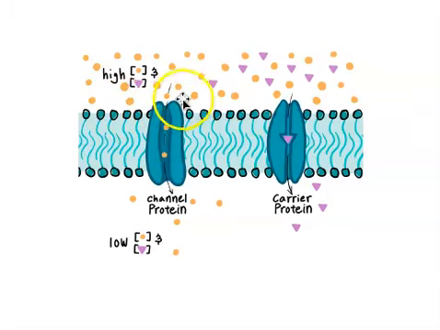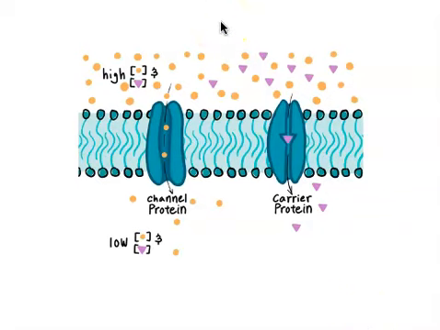The yellow molecule has a concentration gradient across this membrane. There's lots more yellow out here than there is in here. Let's imagine that this is the outside of the cell and this is the inside of the cell. The pink molecule also has a concentration gradient across this membrane. There's more pink triangles outside the cell than there is inside the cell. Let's start with the channel protein first.